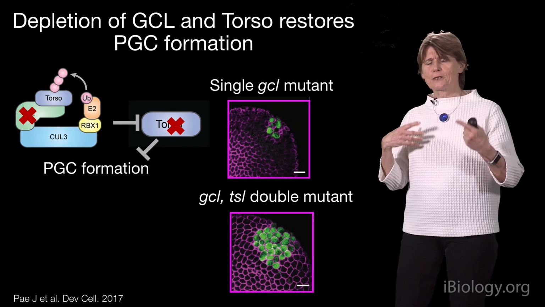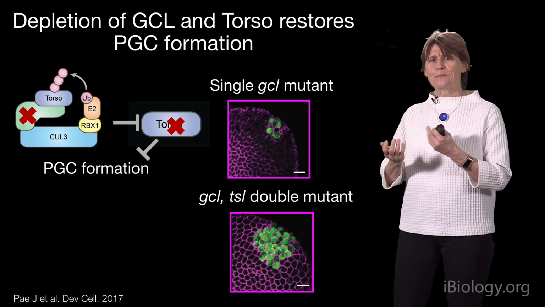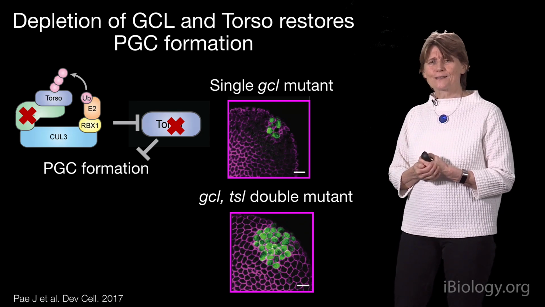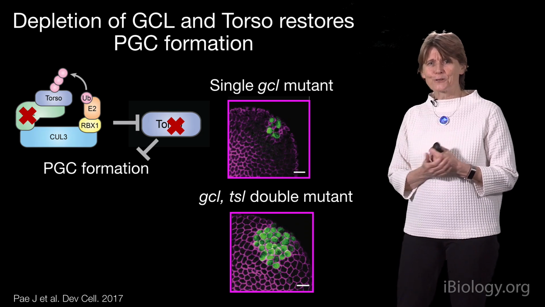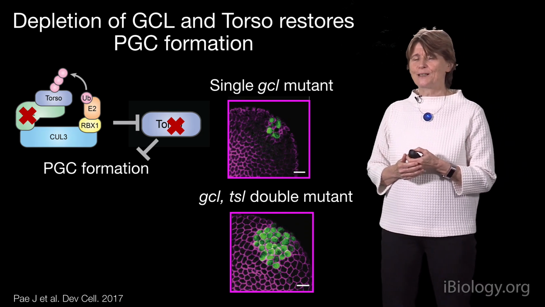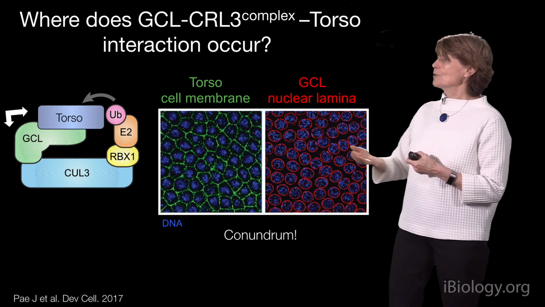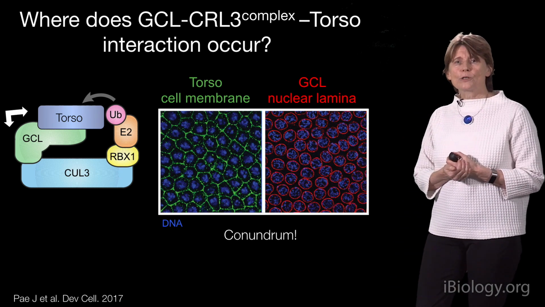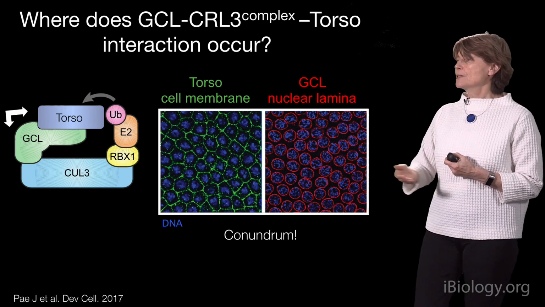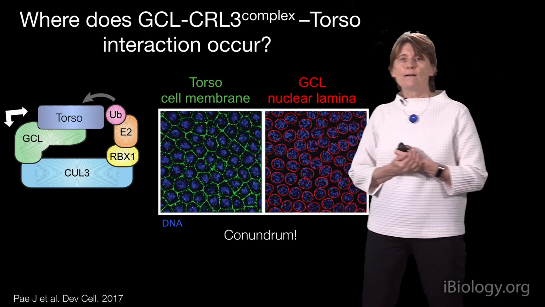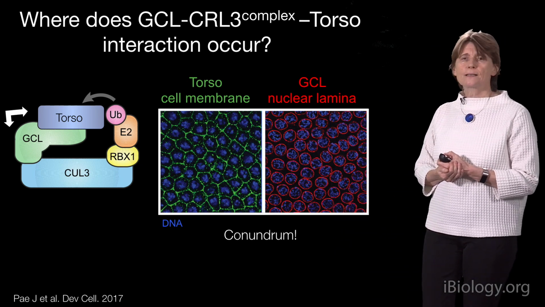Interestingly, for those thinking about the first part about the formation, that tells us that germ cell-less is not directly required for that constriction, and that's actually something we still have to figure out. So, another conundrum. I told you that germ cell-less was at the nuclear membrane, but receptor tyrosine kinases are at the cell membrane. So that's a conundrum.